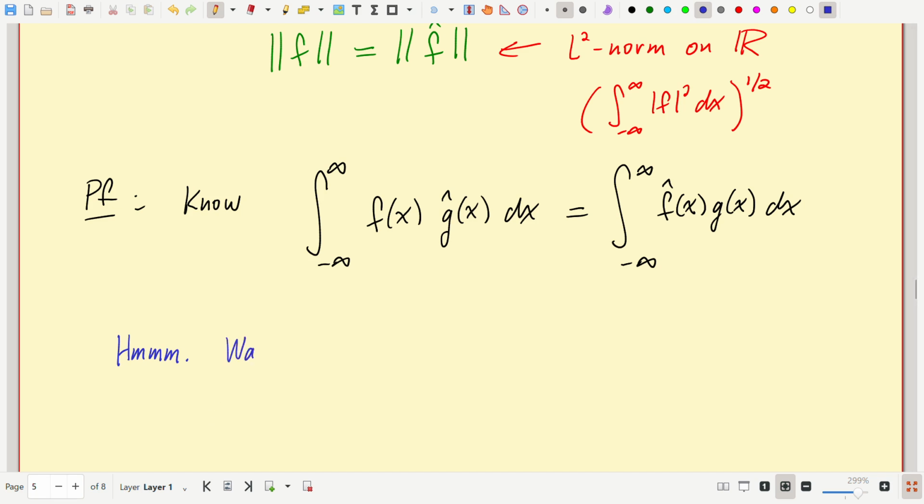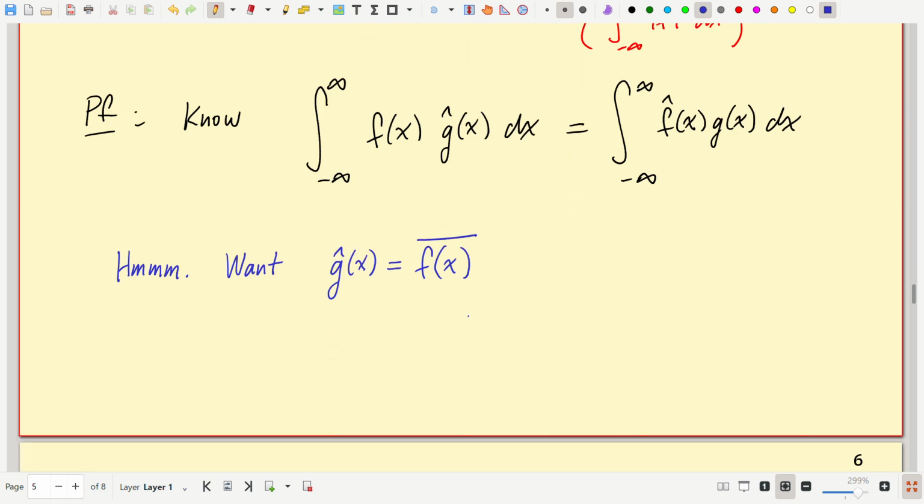I want g hat of x to be equal to f of x conjugate. Then at least I'd get one of those integrals on the left. And so I can make that happen, I can have that, if I undo the Fourier transform. So g of x is the inverse Fourier transform of f hat conjugate of x.